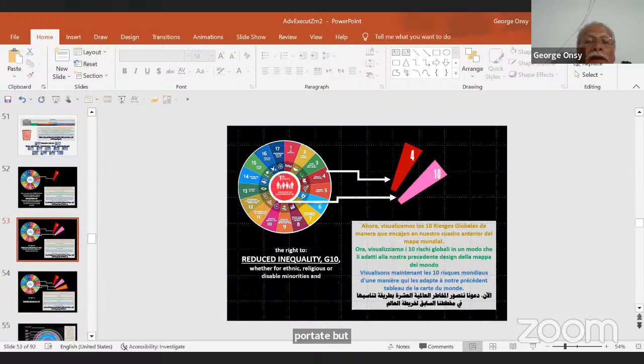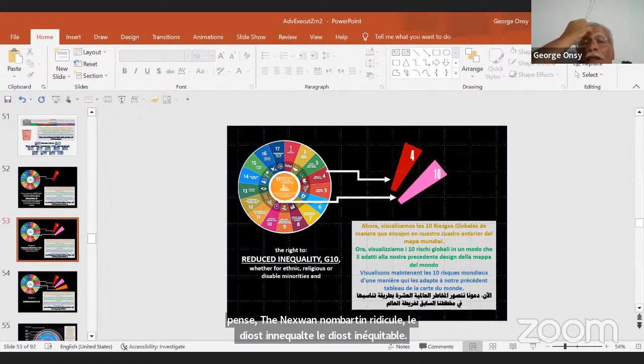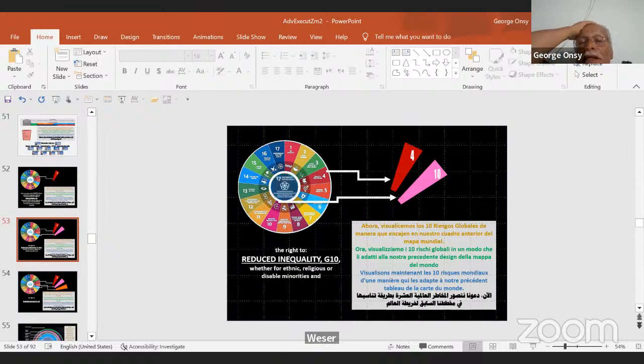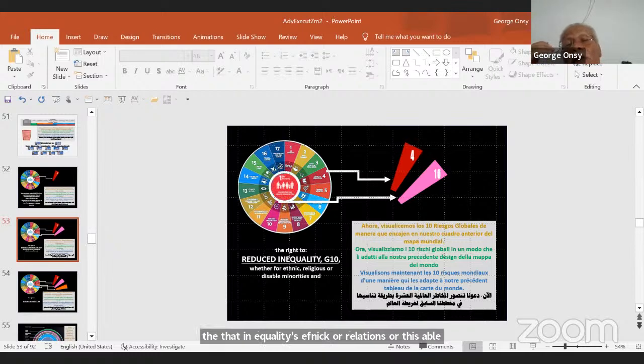But education is more than that, because education together with G4 and, as you see, the next one, number 10, reduced inequality. It is G10, reduced inequality. Whether that inequality is ethnic or religious or against disabled minorities, and any kind of inequality.